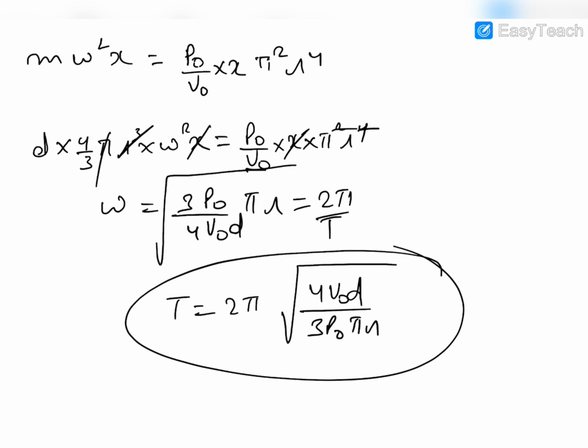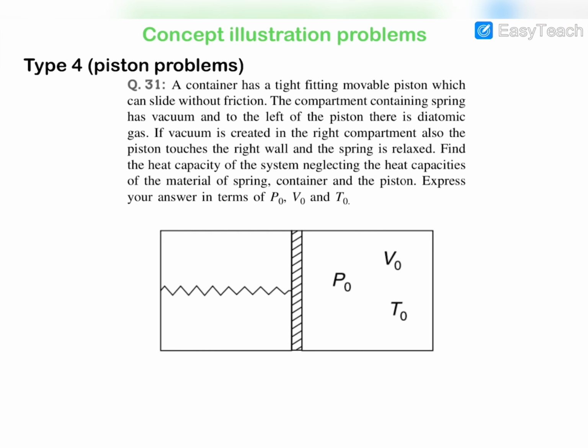Now we move on to the next question. In this question, you can see that there is a container that has a tightly fitted movable piston which can slide without friction inside this container, and this piston is connected with a spring that is compressed in this state, and on the left side of the container there is vacuum, and on the right side there is an ideal diatomic gas whose current pressure, volume and temperature is P0, V0 and T0.